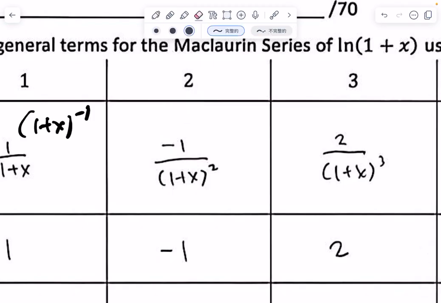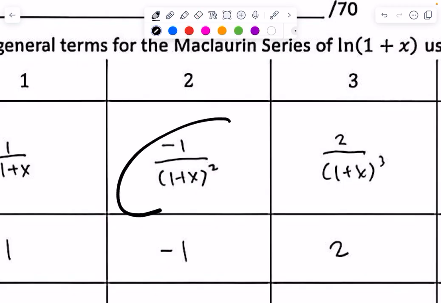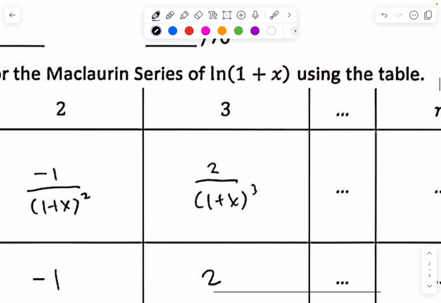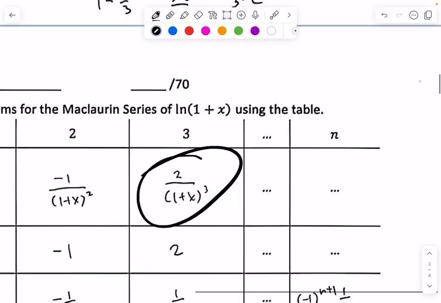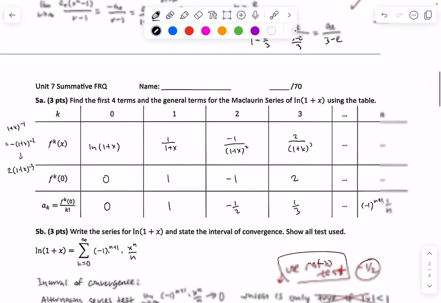And then going over, we don't have to use the quotient rule, we can just use the power rule and chain rule, or u-substitution if you want to do that. And then we get negative 1 over (1 plus x) squared, 2 over (1 plus x) cubed, and so on. I'm not going to go through the process of differentiating. Please review one of the earlier chapters if you need help with differentiation.